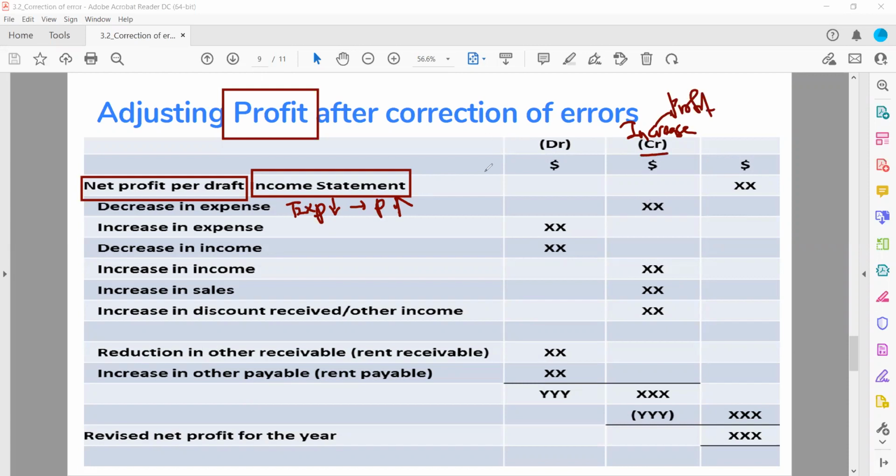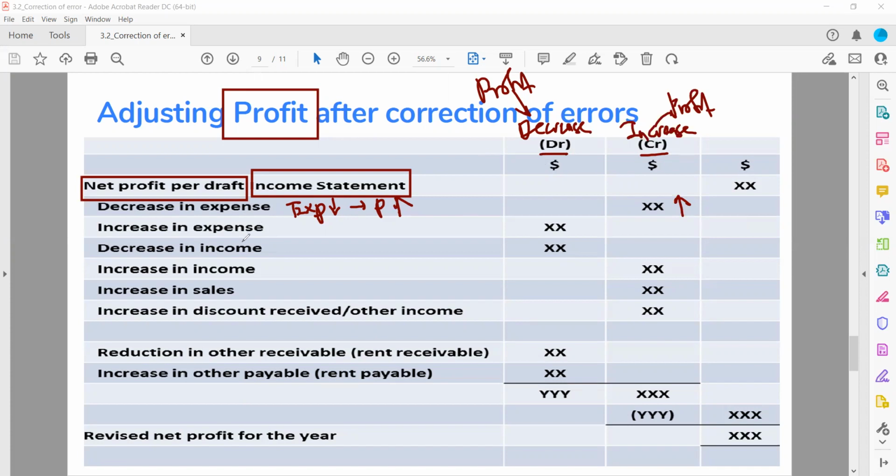And debit, from the profit point of view, we call a decrease. This is from the profit point of view. If the adjustment appears on the debit side, then profit will decrease. For this case, a decrease in expenses: expenses decrease, profit increases. So the credit side is an increase.